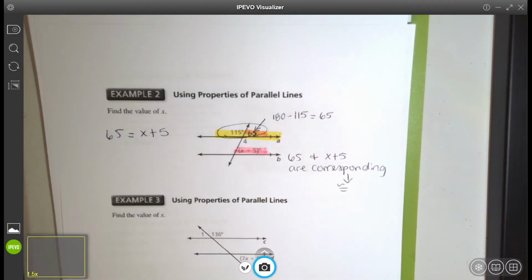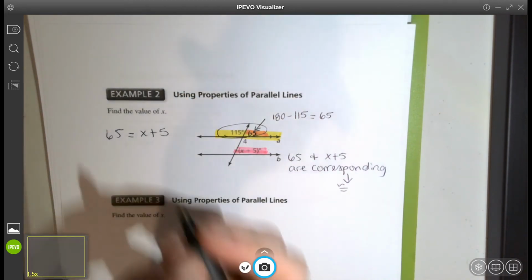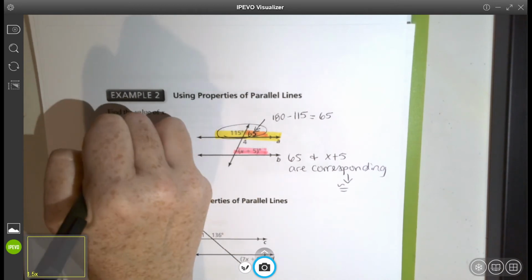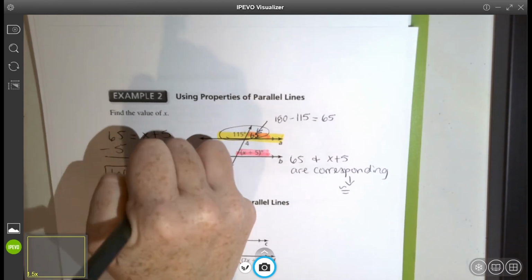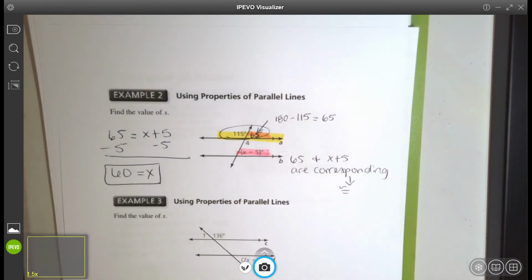And then we're just going to simply solve our equation to find x. So I subtract 5 from both sides, and 60 equals x. Again, that's one way to solve this equation. All right, so we're going to try another one together.